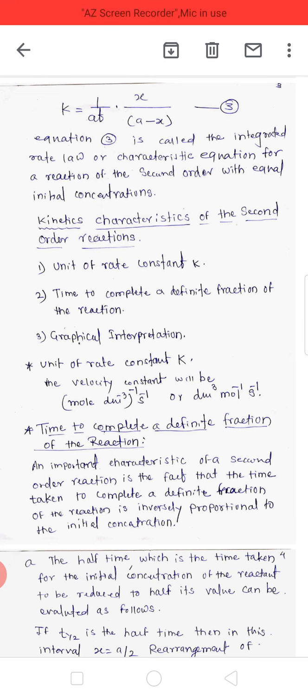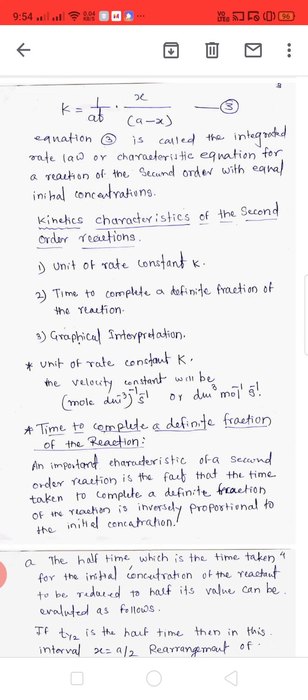Equation number 3 is called the integrated rate law or characteristic equation for a reaction of the second order with equal initial concentration. In this way, all of you learn second order reaction. Next, all of you learn kinetic characteristics of second order reaction. First, the unit of rate constant k. Second, time to complete a definite fraction of the reaction. Third one is graphical interpretation.